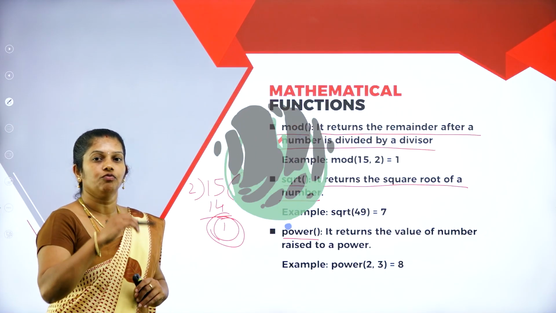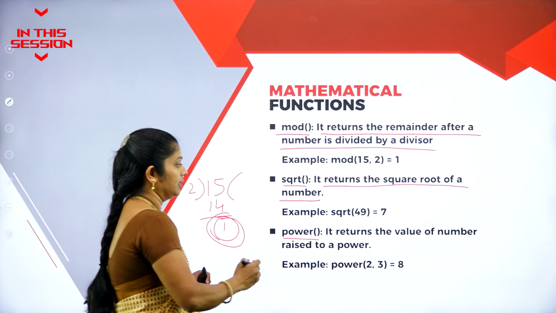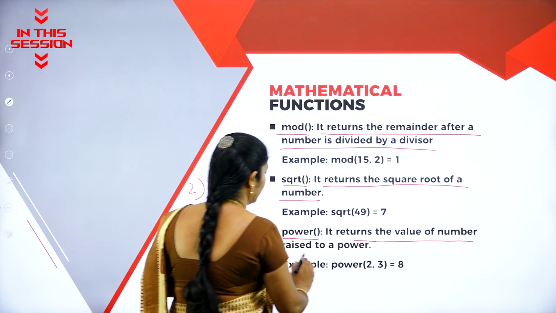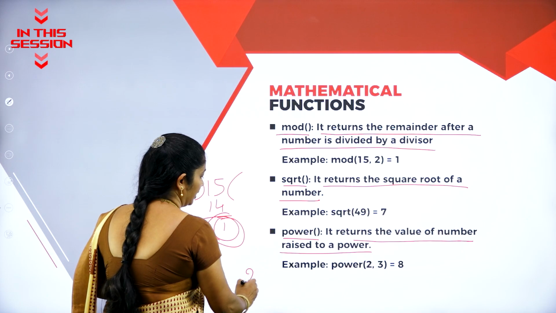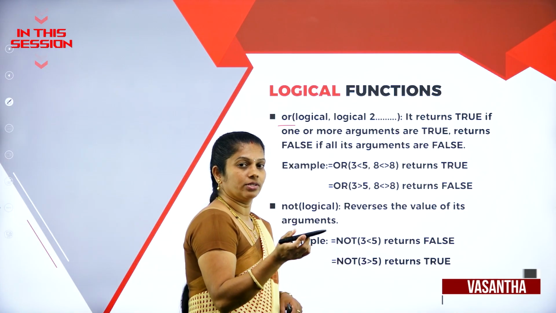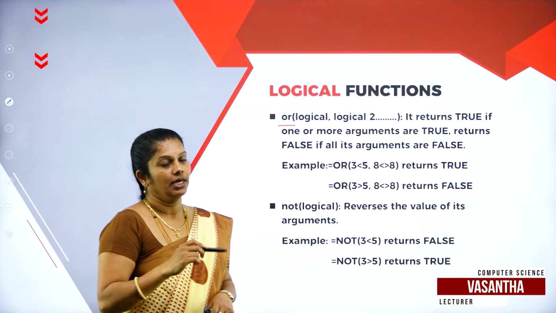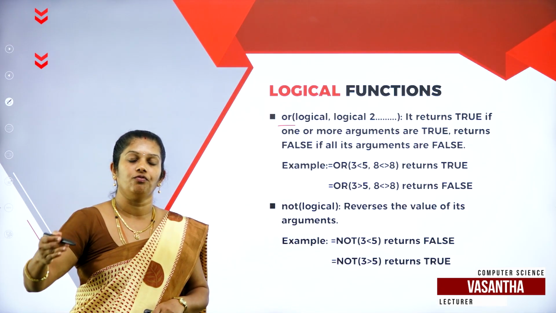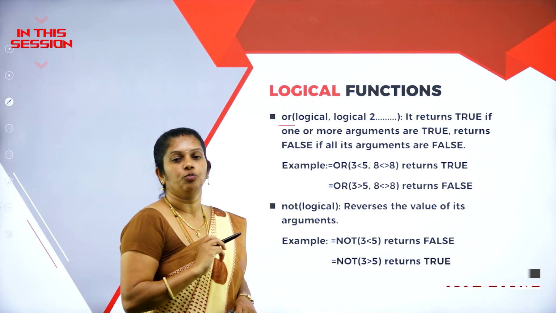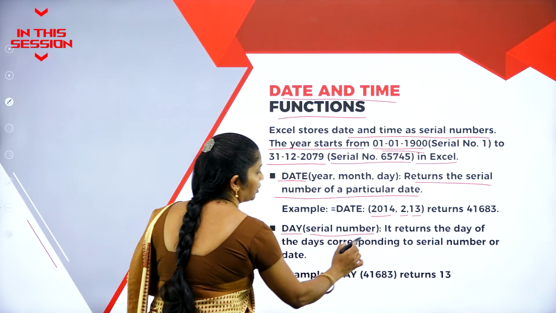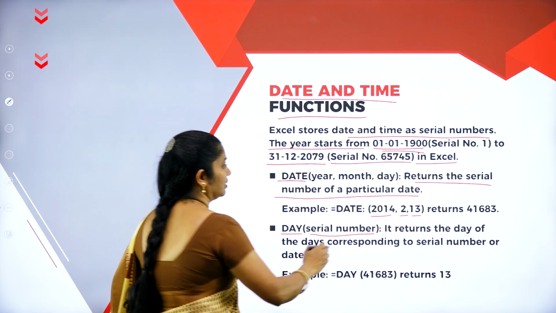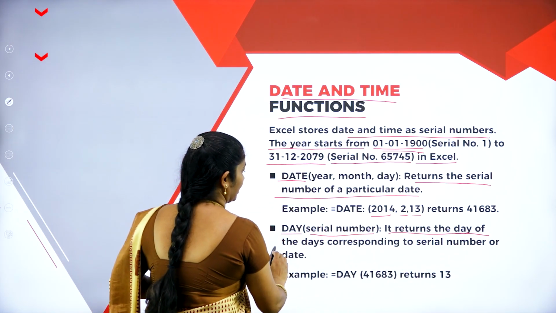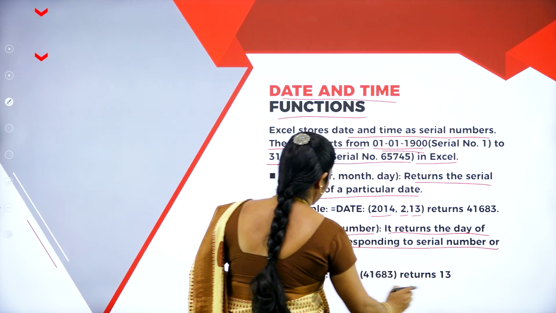Power function helps to find the power of a given number. That is, it returns the value of a number raised to a power. For example, if I use power(2,3), then it will find 2 to the power of 3. If all the conditions are false or wrong, then only the output becomes false. Here OR means if any one of the conditions is true, then the output becomes true. If you write a serial number, then the corresponding day will be displayed here. That is, it returns the day corresponding to a serial number or a date.